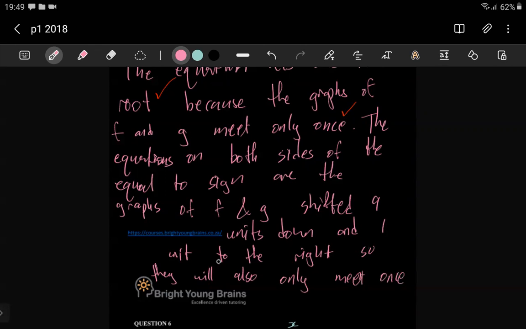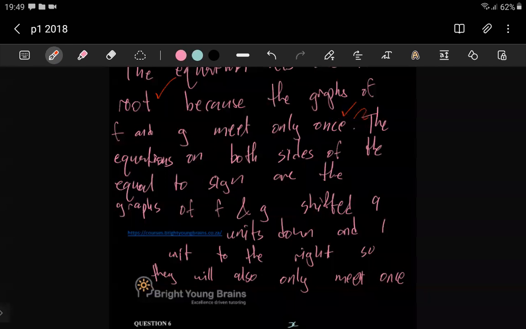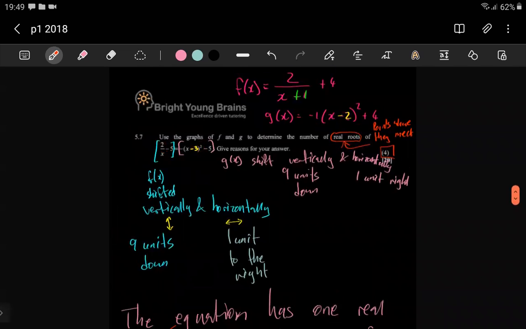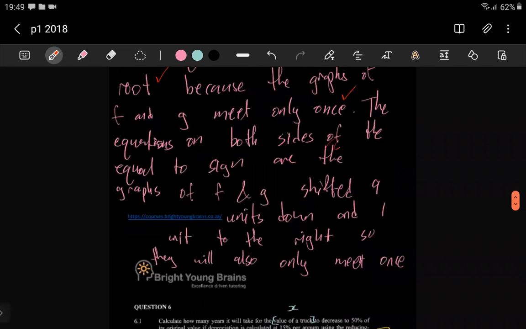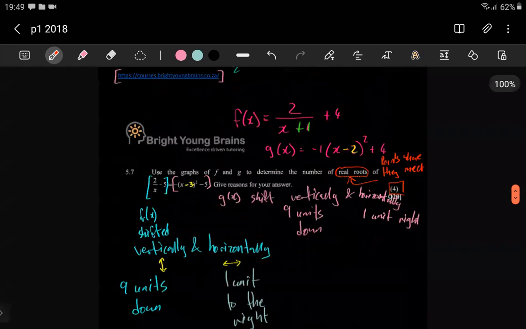You see, the rest here is definitely worth the other 2 marks because here we said that the equations on both sides of the equal to sign, meaning this equation here and this equation here, are the graphs of f and g. Yes, they are shifted 9 units down and 1 unit to the right. So they'll still only meet once. That's going to be good enough for 4 marks.